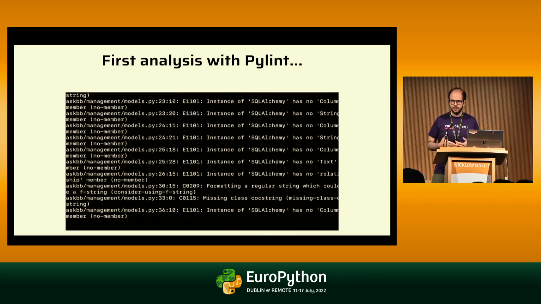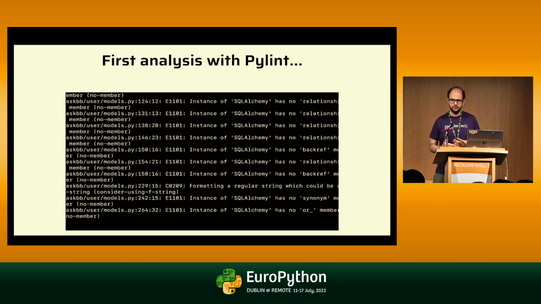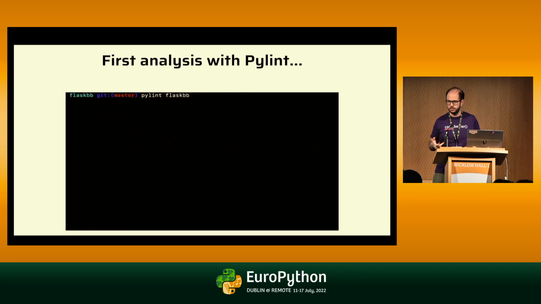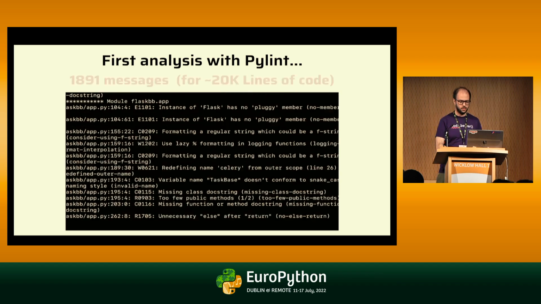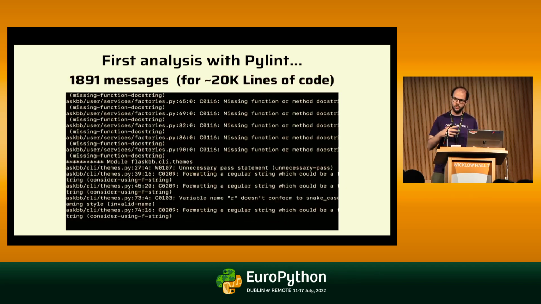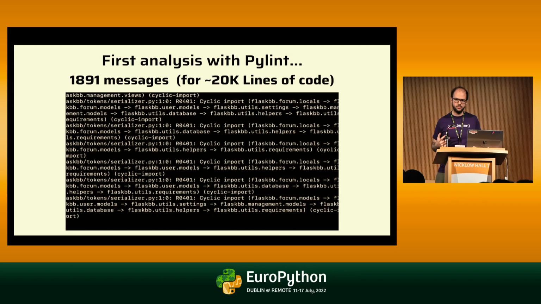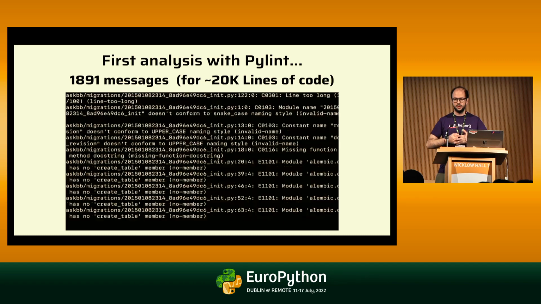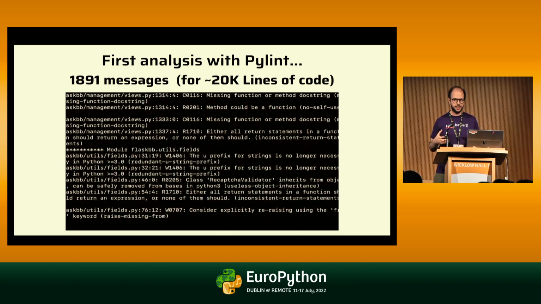And in this case, I think that we might be a bit confused. Also, we might not know where to start. Because in this case we have 1,800 messages, and if you compare it to the overall size of the project, which was 20K lines of code, it's already quite a high ratio.